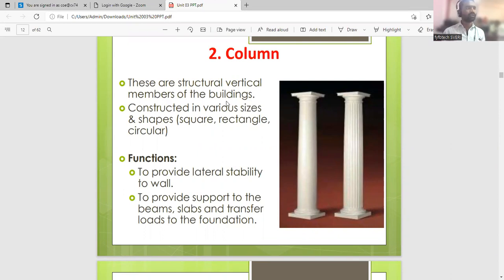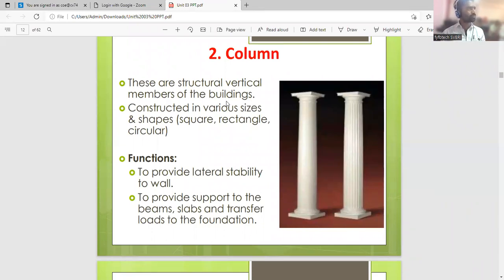What are the different substructure components? Foundation, next is plinth, next is DPC. All these are substructure components.